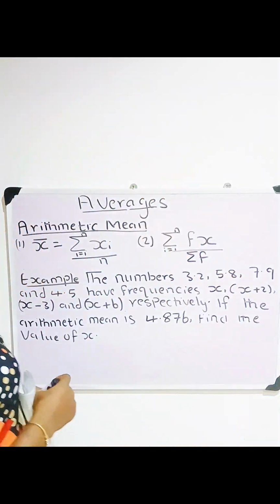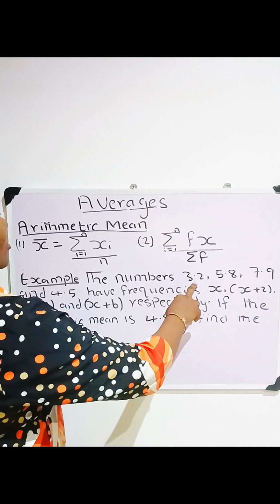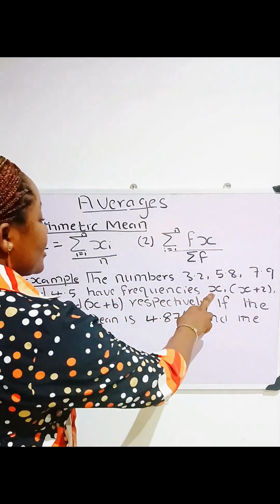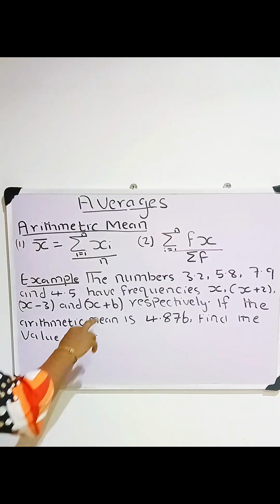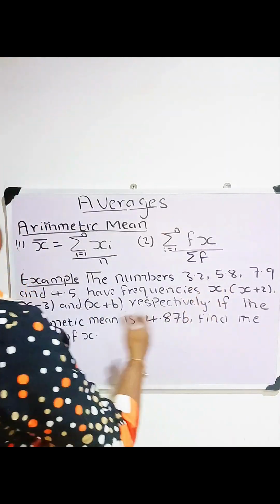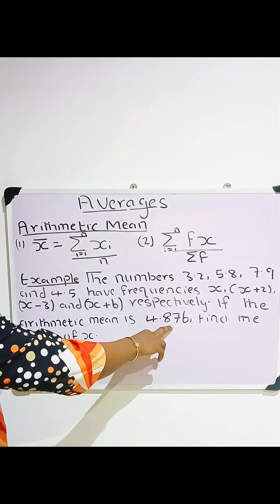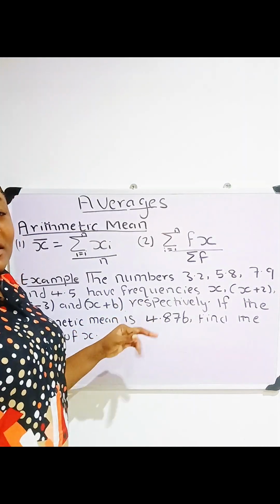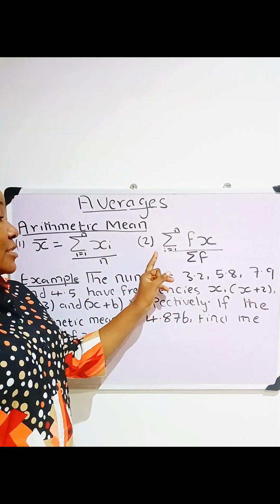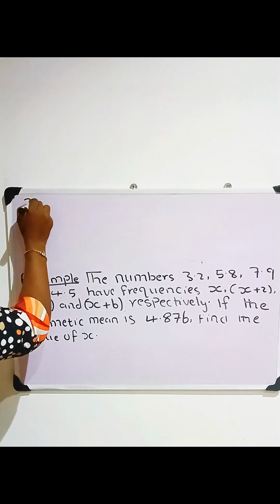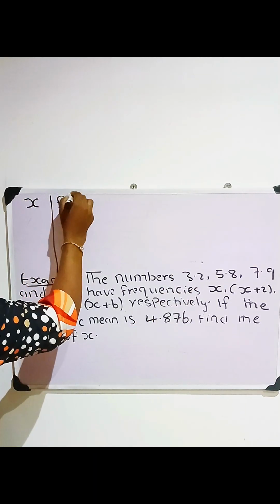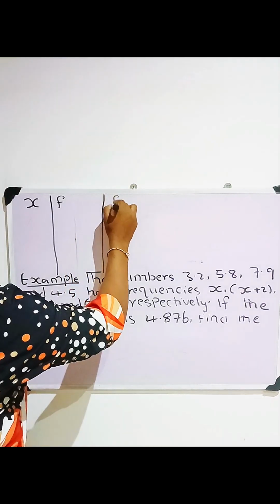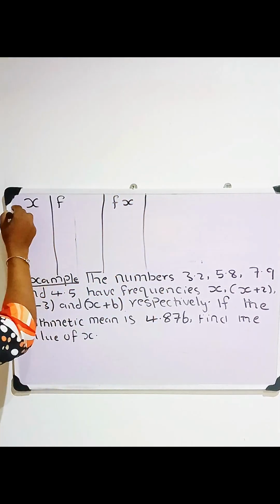So now let's solve this example. The numbers 3.2, 5.8, 7.9, and 4.5 have frequencies x, x plus 2, x minus 3, and x plus 6 respectively. If the arithmetic mean is 4.876, find the value of x. They are giving us frequencies, so it's a case that involves the frequency distribution. This is the formula we are going to be using. There's going to be a column for x, a column for f, and a column for fx.